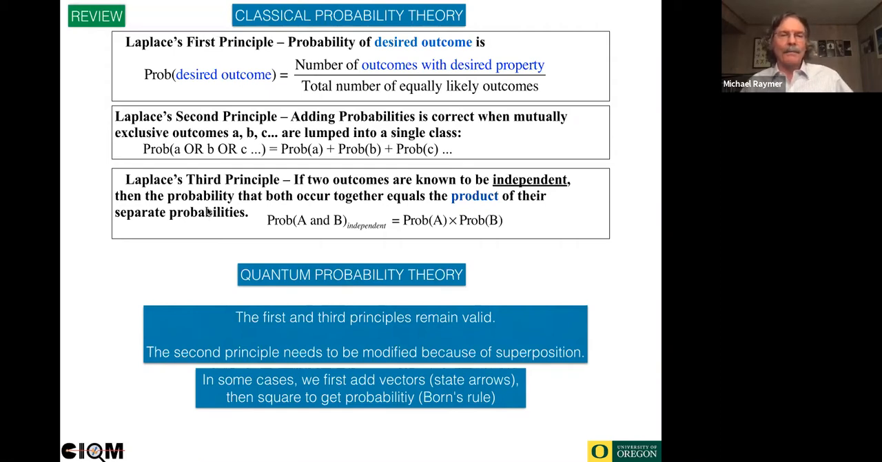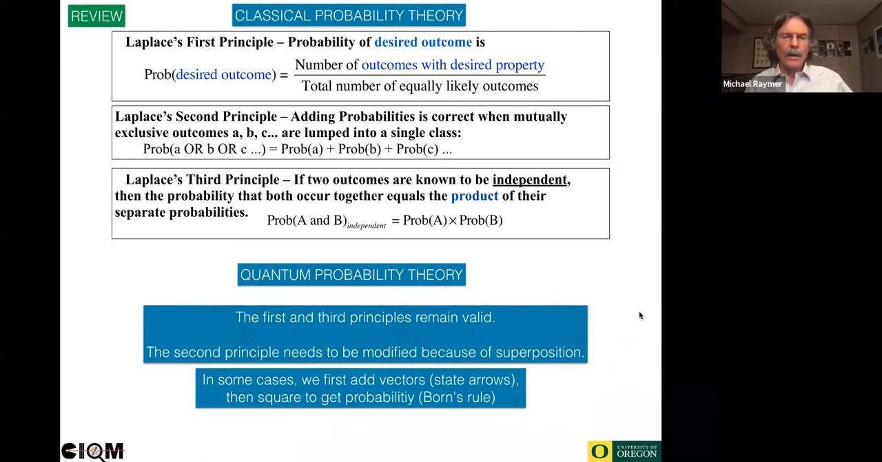Okay, so the third principle is that if you have independent events, like two different balls, and you're pulling them out of a hat, and you want to know the probability that one has a certain color and the other has another color, if those are independent, you just multiply those probabilities.